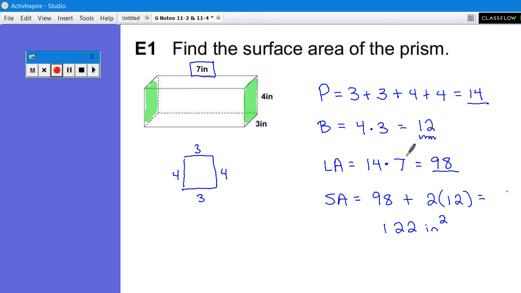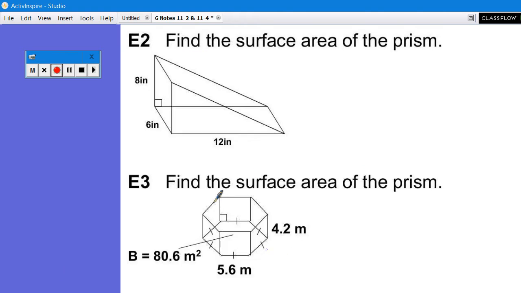Okay, let's do some more of this. Let's do some more surface area with some different shapes. Here we go. Surface area of the next one. First thing you got to do is decide what your bases are. In this case, your base is going to be the triangles right here.